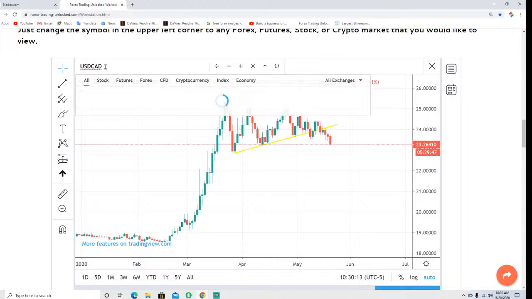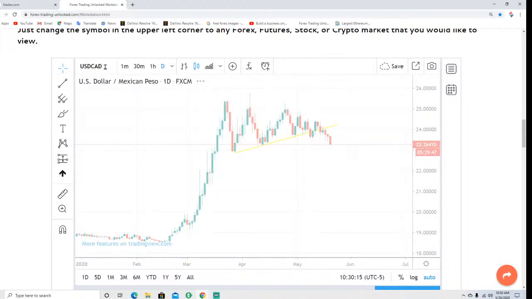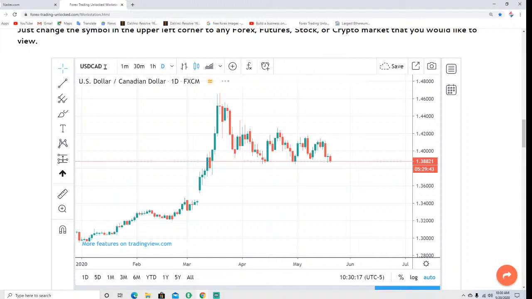Now let's go to the U.S. dollar Canada, also in the same trading zone with the dollar. And this one too is leaking apart.